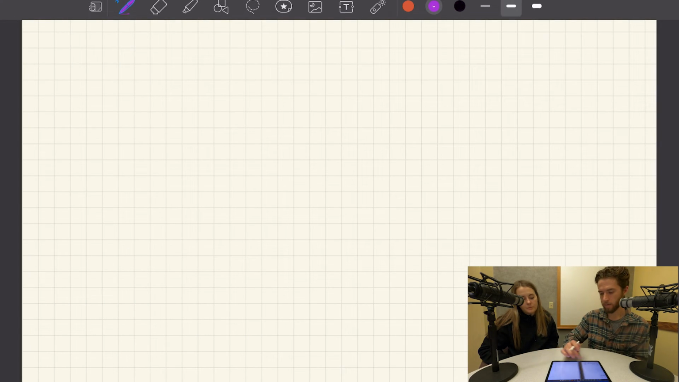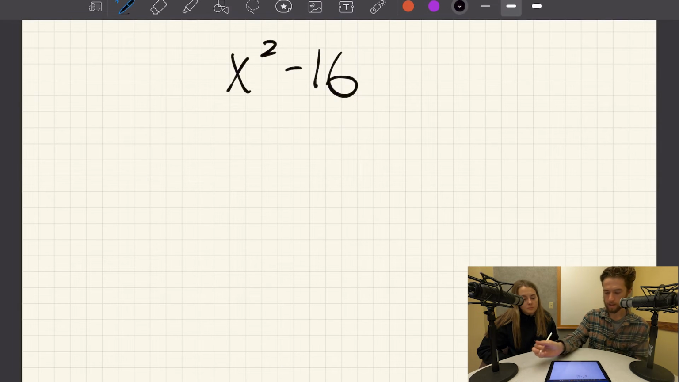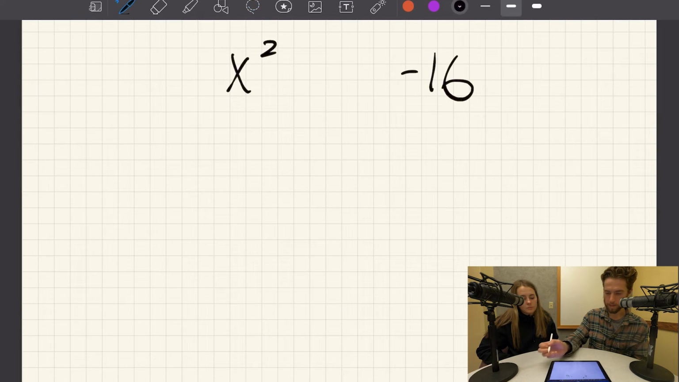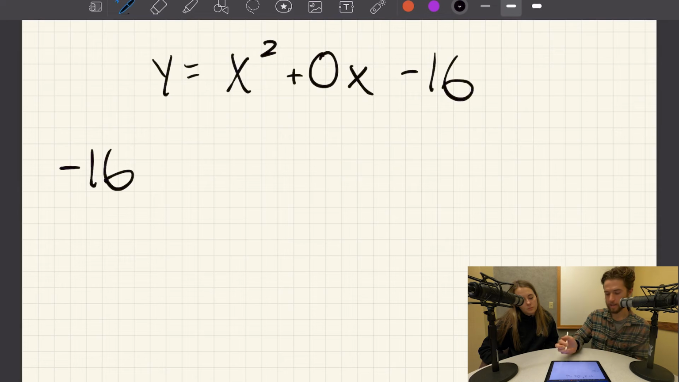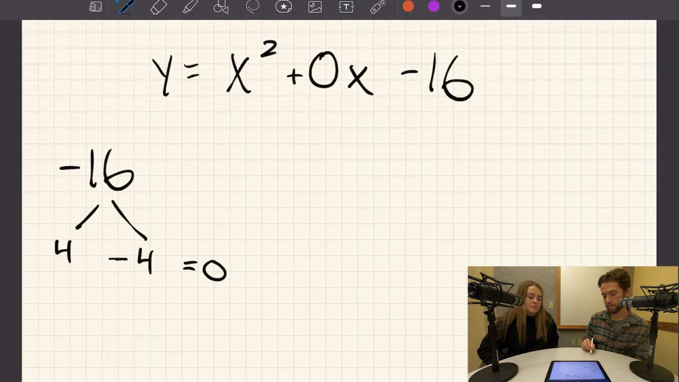One last way to solve this, I'll just show you really quick. x squared minus 16 is actually to look at it more like this. You're going to use the same exact technique that you were using before. What 2 numbers multiply to negative 16, but then add to 0? 4 and negative 4.